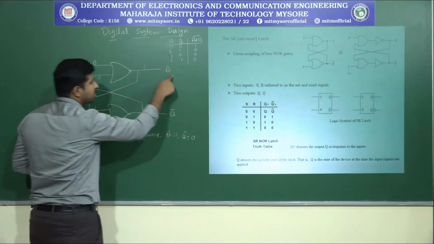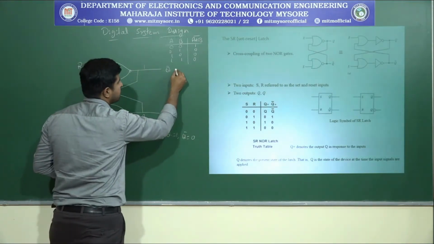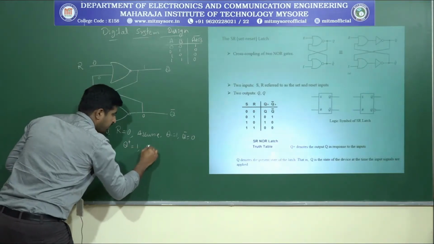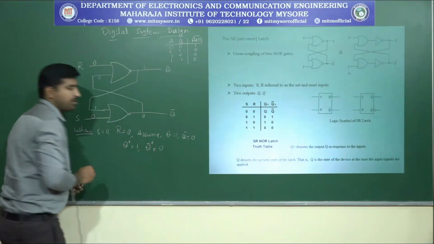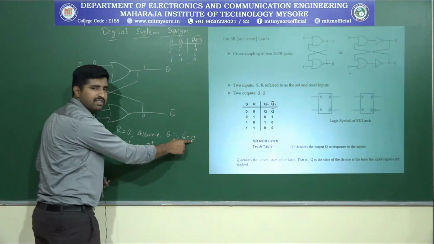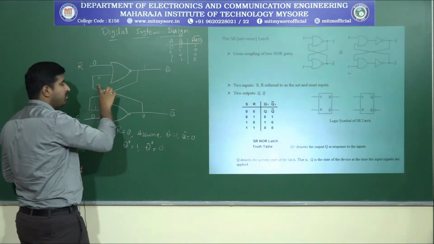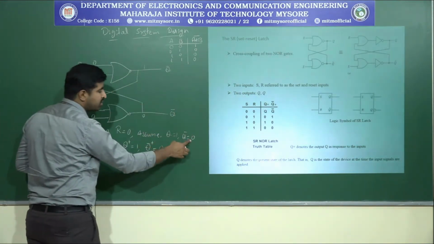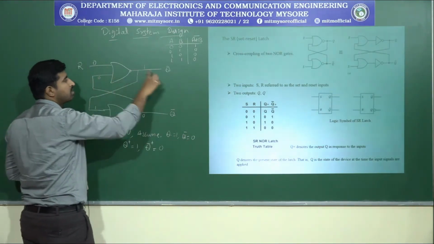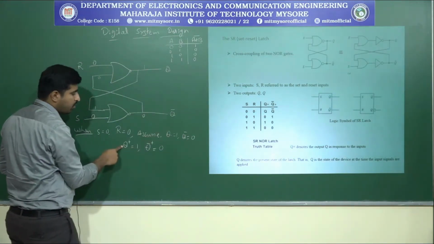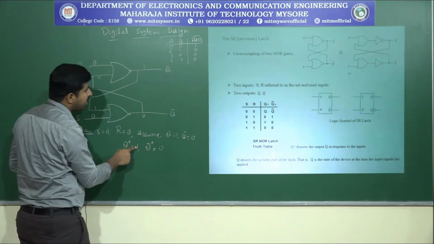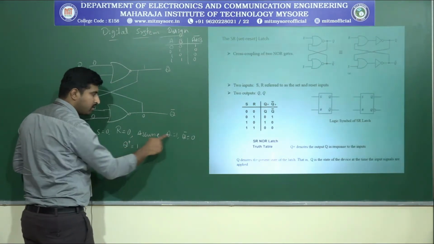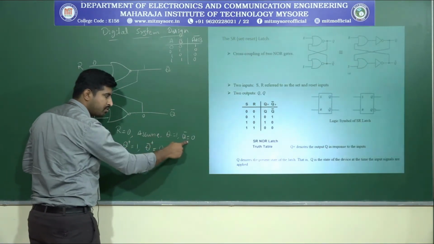That means, what is the present output? The present output is indicated as Q plus. So Q plus equals 1 and Q bar plus equals 0. So this was the previous state. When you are giving the input, the state of the outputs Q and Q bar were 1 and 0. Now after applying the input, the next state, Q plus and Q bar plus, will be the same as the previous one. So Q plus will be equal to Q and Q bar plus will be equal to Q bar.